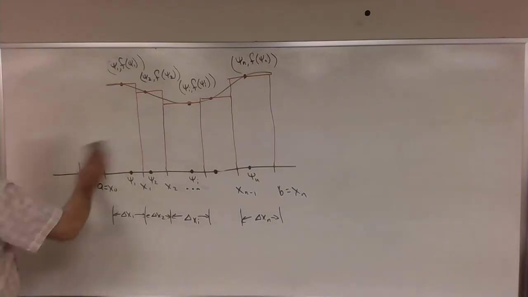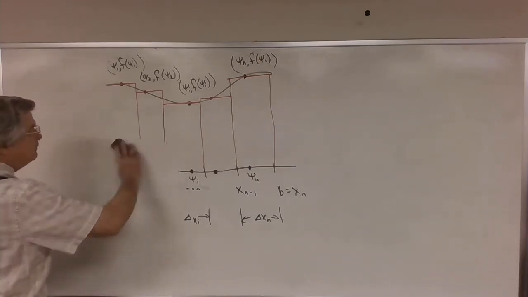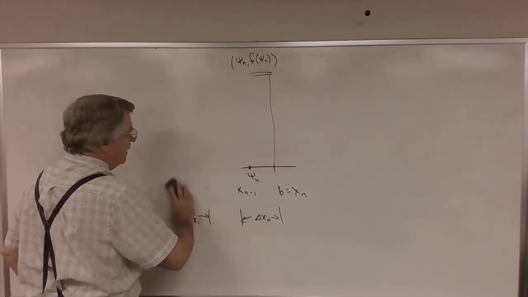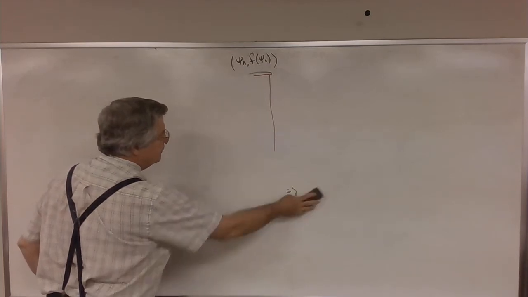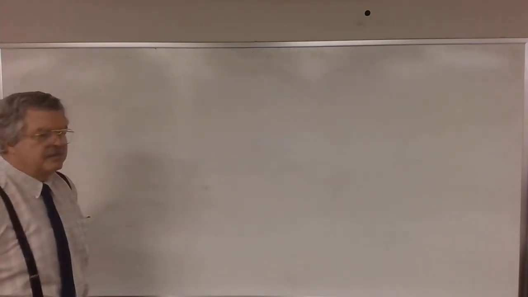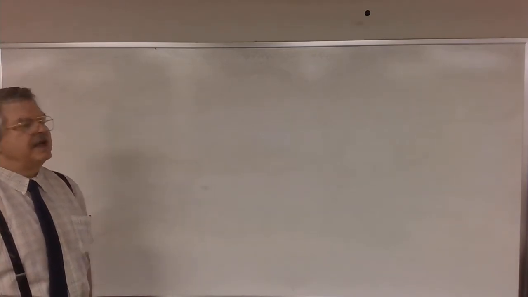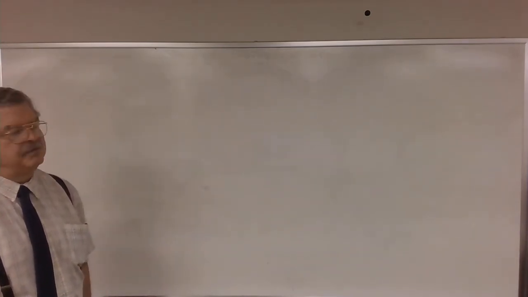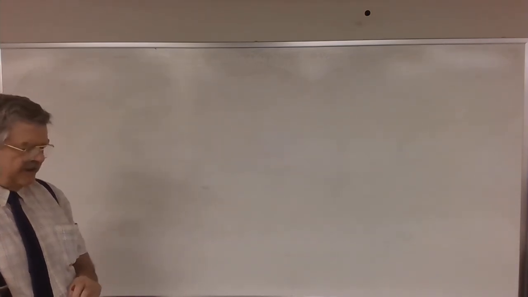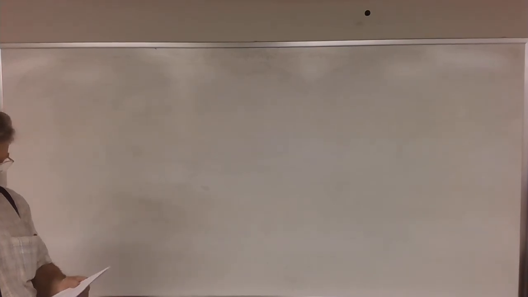Now, we can create Riemann sums in which our selection of psi sub i is much more deliberate, and the selection is done according to criteria specified in advance. So let me do that.